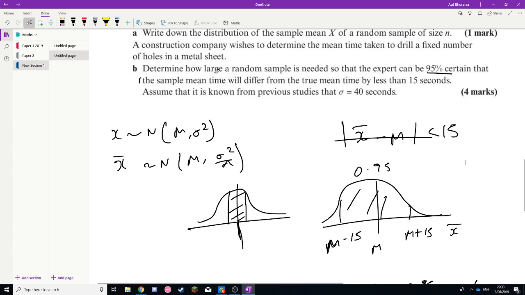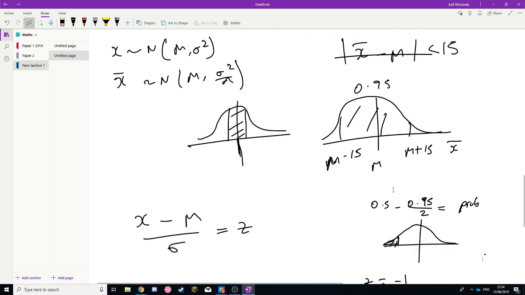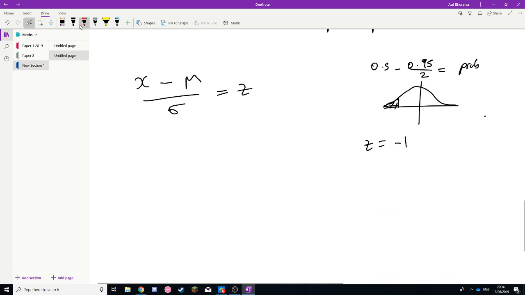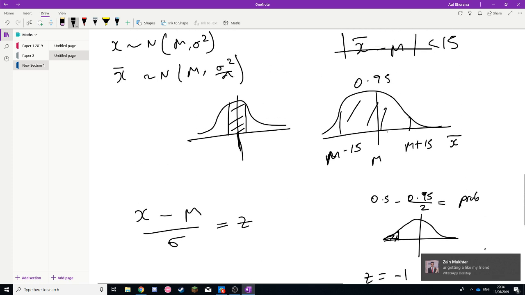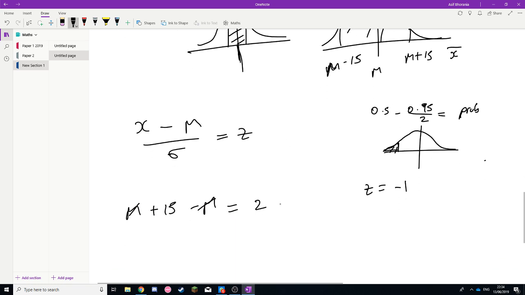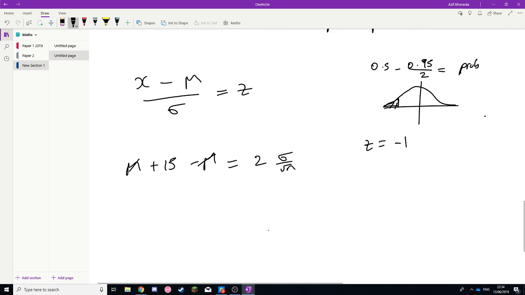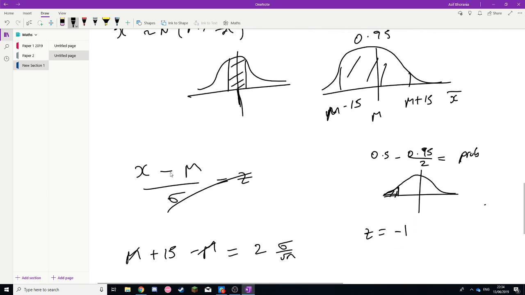So keeping that in mind, that 95% is two standard deviations from the mean, that means the mean plus 15 is two standard deviations greater than the mean. So mean plus 15 minus the mean is two standard deviations. So this is 2 sigma over square root n. That's it. That's why it's only 4 marks. None of this working out is necessary.